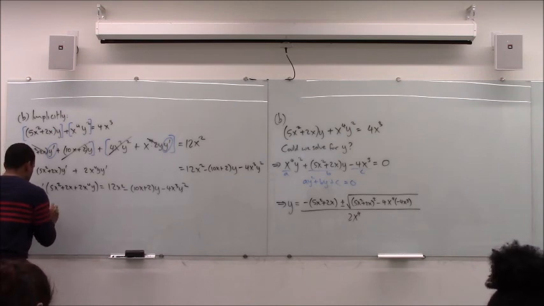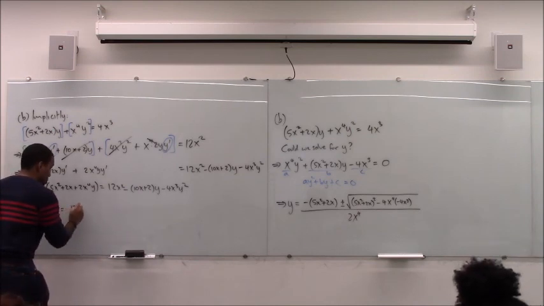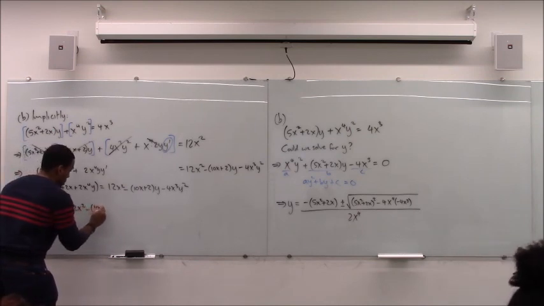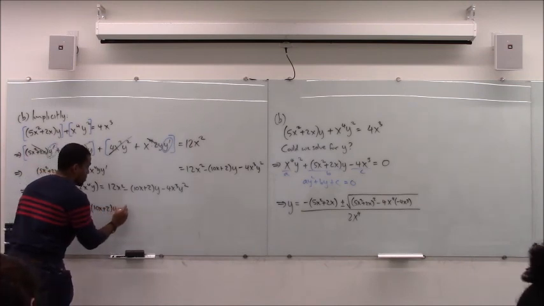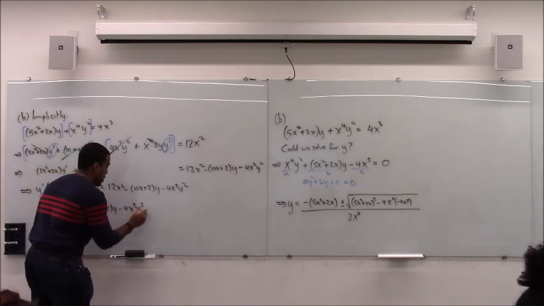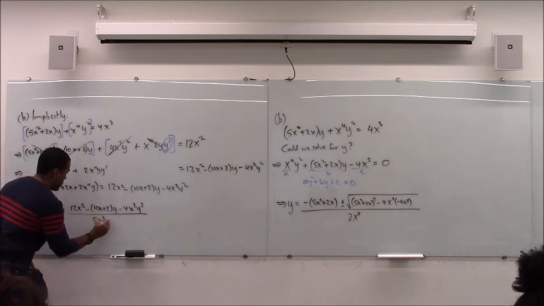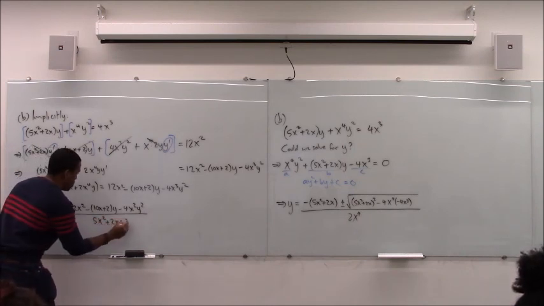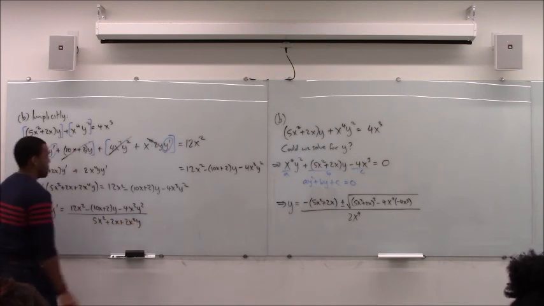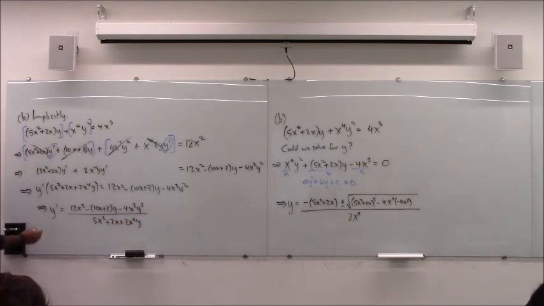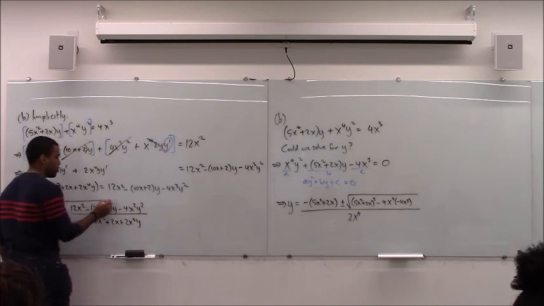So you get y prime is going to be equal to x squared minus 10x plus 2y minus 4x cubed y squared over 5x squared plus 2x plus 2x to the fourth. And that's your answer. That's y prime.